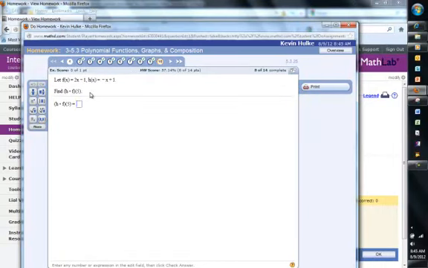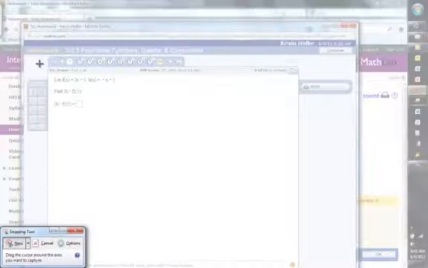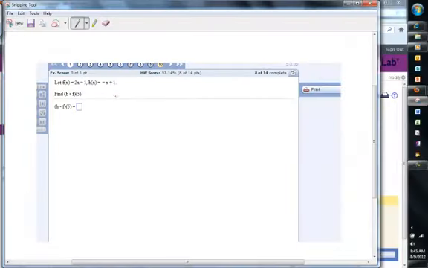Number 10. Now we're doing h of f of 5. In other words, we're finding out what happens when we put f into the h in order to get it. The other way to write this would be h of f of x.